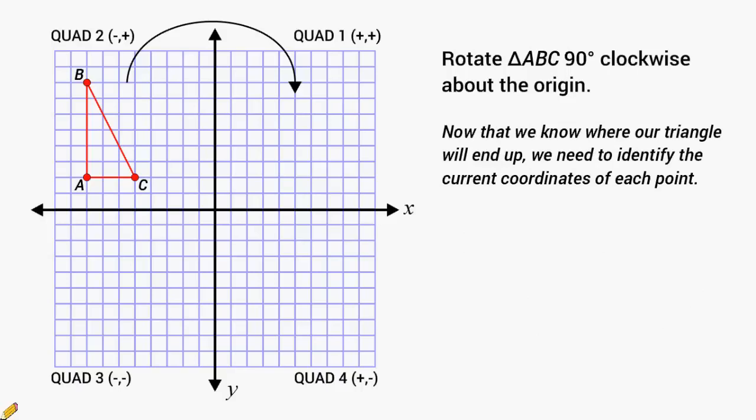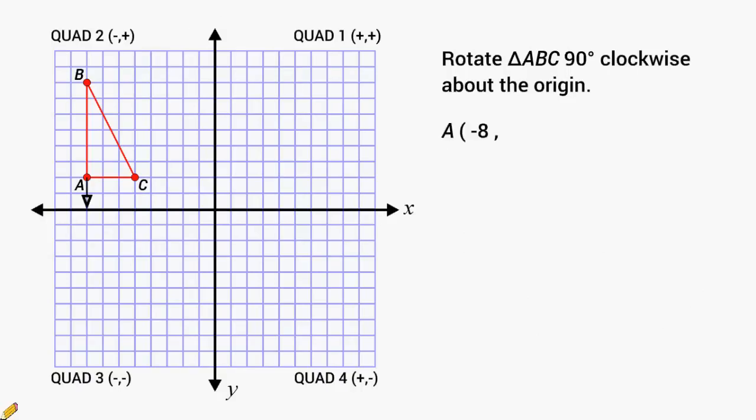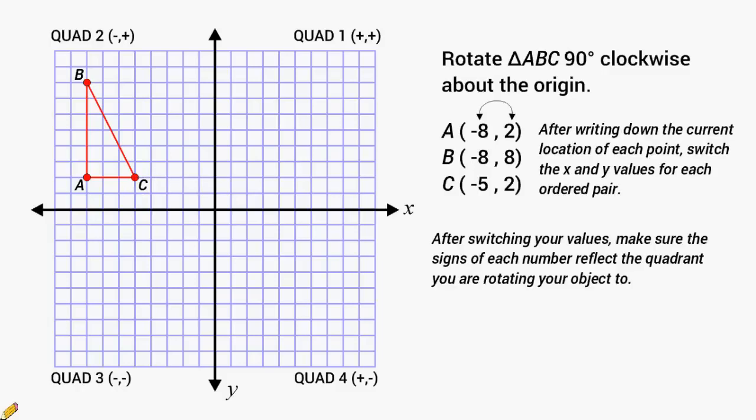So the first thing that we're going to do is identify the current location of our points. A is located at -8, +2. B is located at -8, +8, and C is located at -5, +2. Okay, now that we have identified the current location of our 3 points, what we're going to do next is switch around the x and the y values.